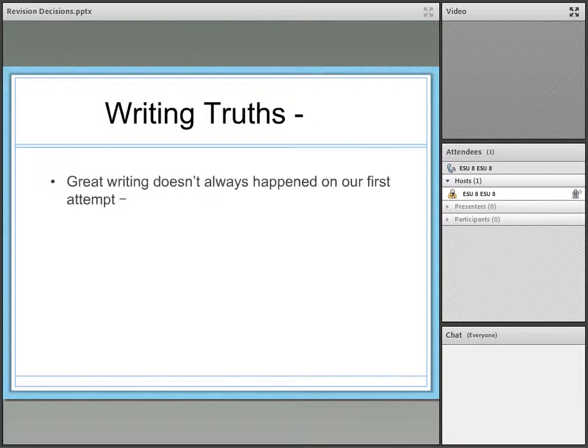Now, there are some great writing truths, and great writing doesn't always happen on your first attempt, nor should we expect it to if we truly believe in the writing process. Our students need options for how to say what they want to say. They need options for revising at the sentence level, and that means lots of options at the sentence level. They need to feel free to scratch their ideas down on paper and stuff them away and then draw them out as they need them or as they can include them within their writing. They need to trust that within the writing process, they will revise and edit sentences.